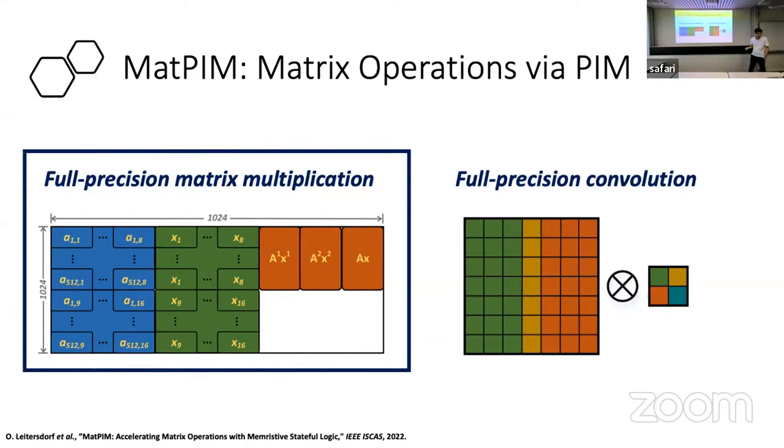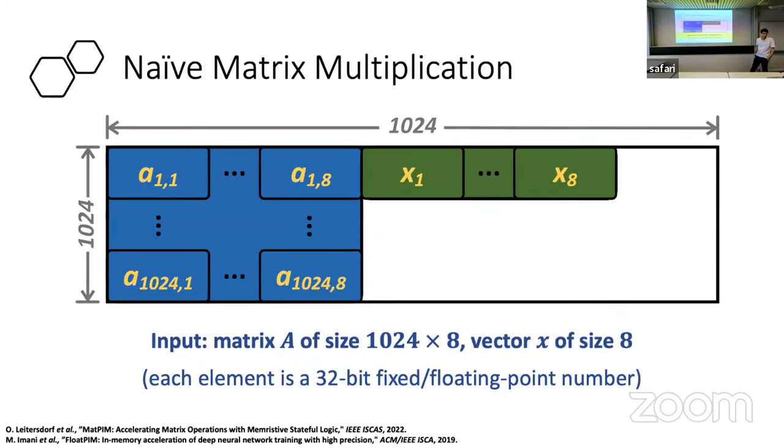So we're going to start now with full precision matrix multiplication. It's actually a very naive approach to this matrix multiplication that existed in previous works. For example, if we have in our crossbar stored a matrix A represented by these elements, stored exactly as a matrix in the memory, and each element is 32 bits, then we can store the matrix here and want to multiply the matrix by some vector X and store the vector next to it.